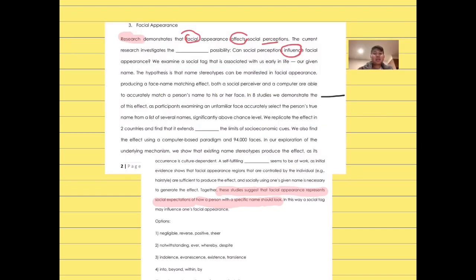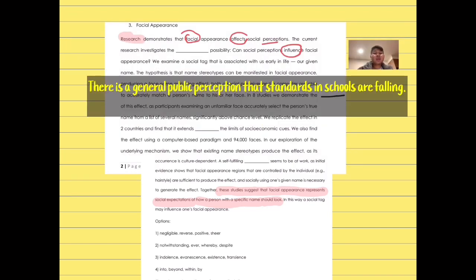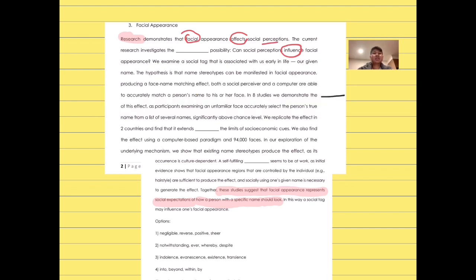For example, this is a general public perception that standards in schools are falling. So this means people think that standards in schools are getting worse. This is the definition, the meaning, of perception. Here they say that the research shows that the face affects social perceptions. Our face affects how the public think about us.